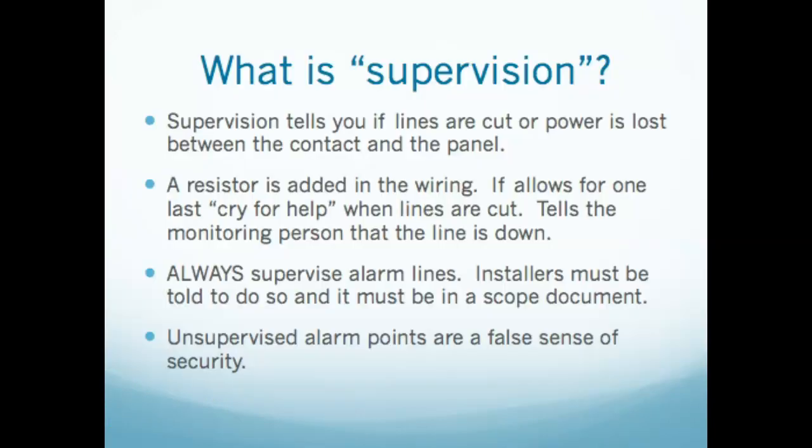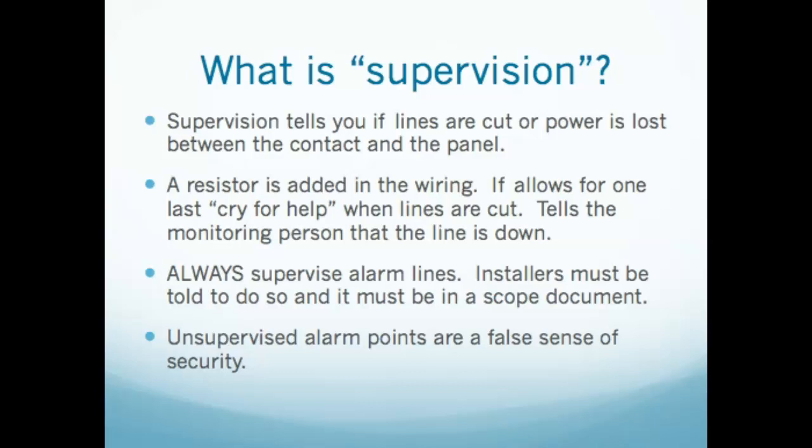So we talked about supervision and supervising your alarm system. What does that exactly mean? Supervision tells you if lines are cut or if power is lost between the contact and any one of the panels, right? Either your DMP or your alarm board or even the host, right? It tells you if somebody's cutting wires and where that line might be cut.